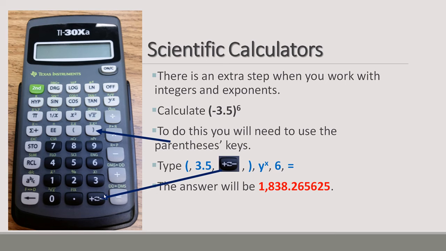So if you have this type of calculator, I wanted you to give it a try. Your answer should be the same as mine, 1,838, and then this very long decimal. Tenths, hundredths, thousandths, ten-thousandths, hundred-thousandths. Oh, I think it's in the millionths place. So I think so. All right, yeah, there we go.